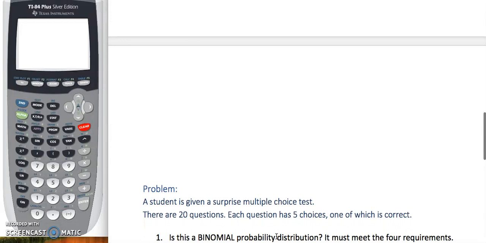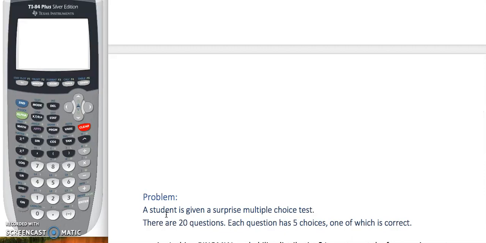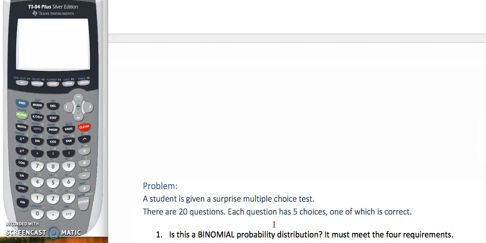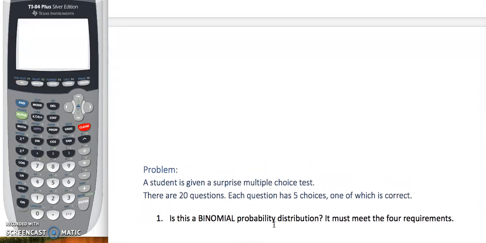So an example. A student is given a surprise multiple choice test. There are 20 questions. Each question has 5 choices, and one of those choices is correct. So is this a binomial probability distribution? Well, it's got to meet those 4 requirements. The first requirement, the procedure has a fixed number of trials. Does it? Well, yeah, there's 20 questions. Each question would be a trial or a single observation.